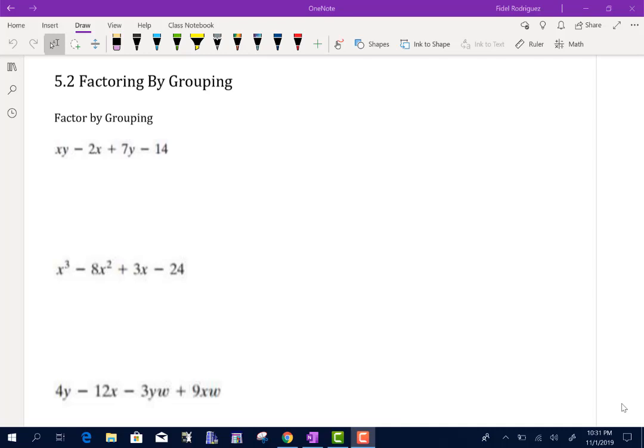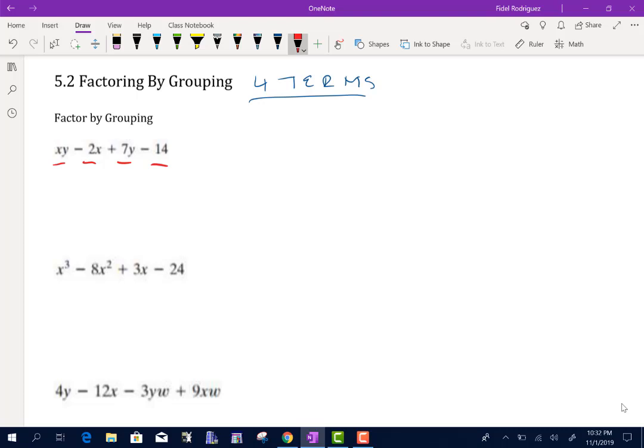Section 5.2 talks about factoring by grouping. In factoring by grouping, the one thing I want you to notice is that all these problems are all going to have four terms. What I mean by four terms is they're all going to have four pieces: 1, 2, 3, 4. All of the problems would be like this in 5.2.